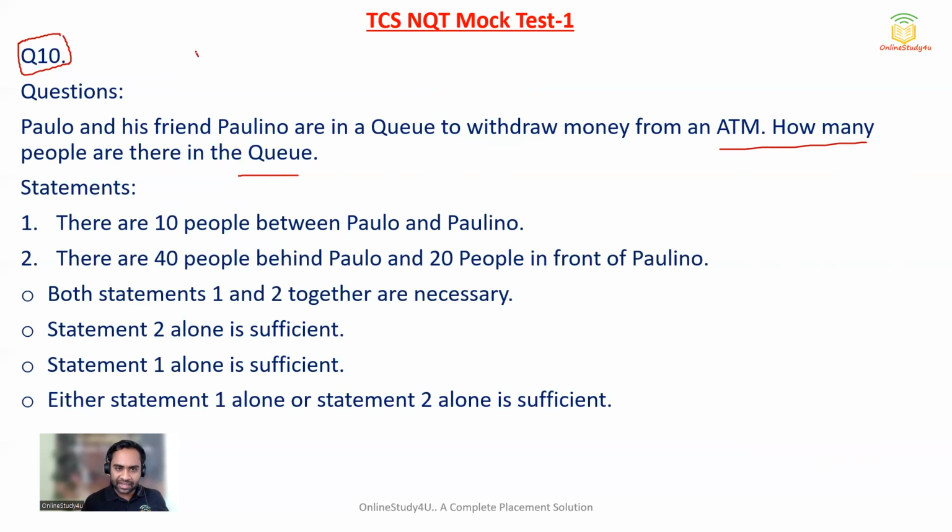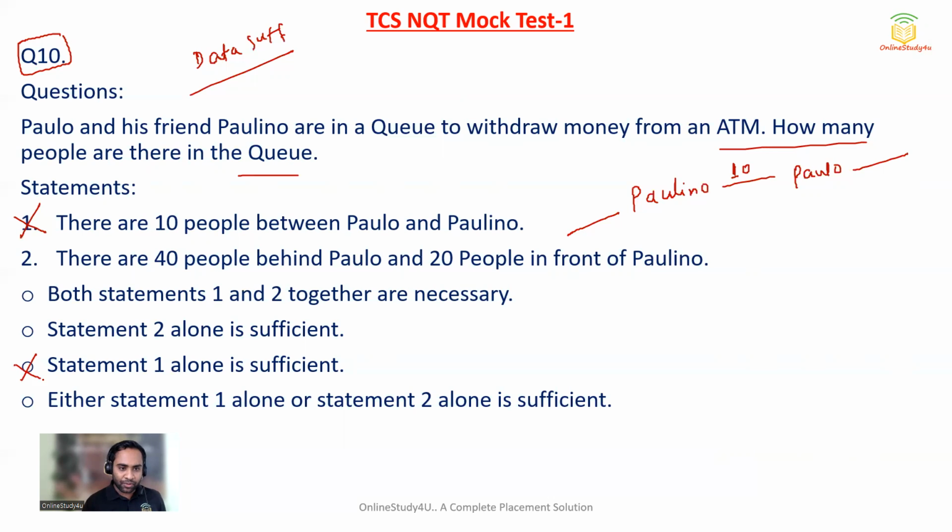So this is a data sufficiency question, and statements have been given. Statement 1: there are 10 people between Paulino and Paulo. That means Paulino 1, Paulo 1, and in between 10. But what about behind Paulo, if anyone is there, and in front of Paulino, if anyone is there? That information has not been given.